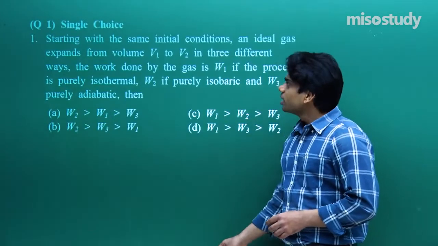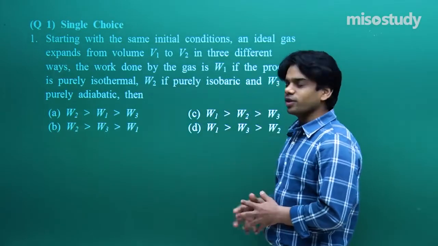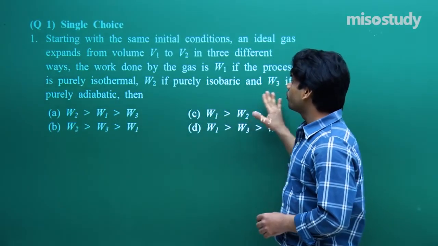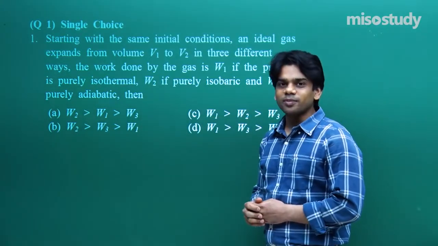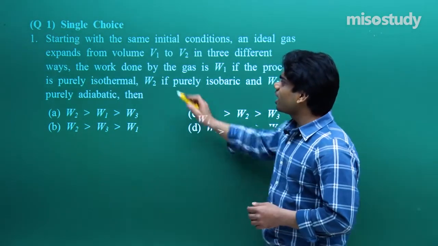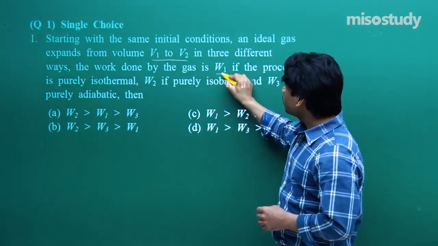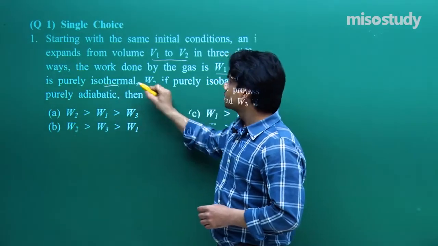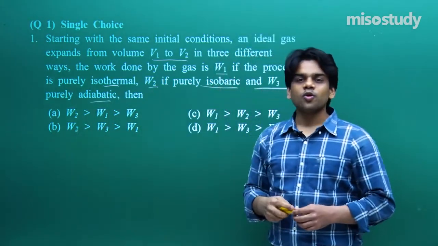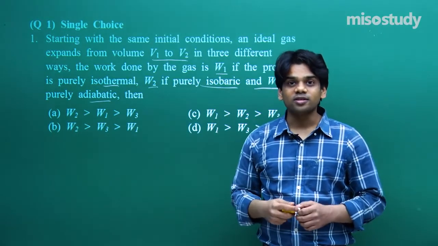Question number 1. Starting with the same initial conditions, an ideal gas expands from volume V1 to V2 in 3 different ways. The work done by the gas is W1 if the process is purely isothermal, W2 if purely isobaric, and W3 if purely adiabatic. So we are given that there are 3 processes in which the expansion takes place from volume V1 to V2. We are going to see in which the work done is maximum and how the work done is related in all the 3 scenarios.